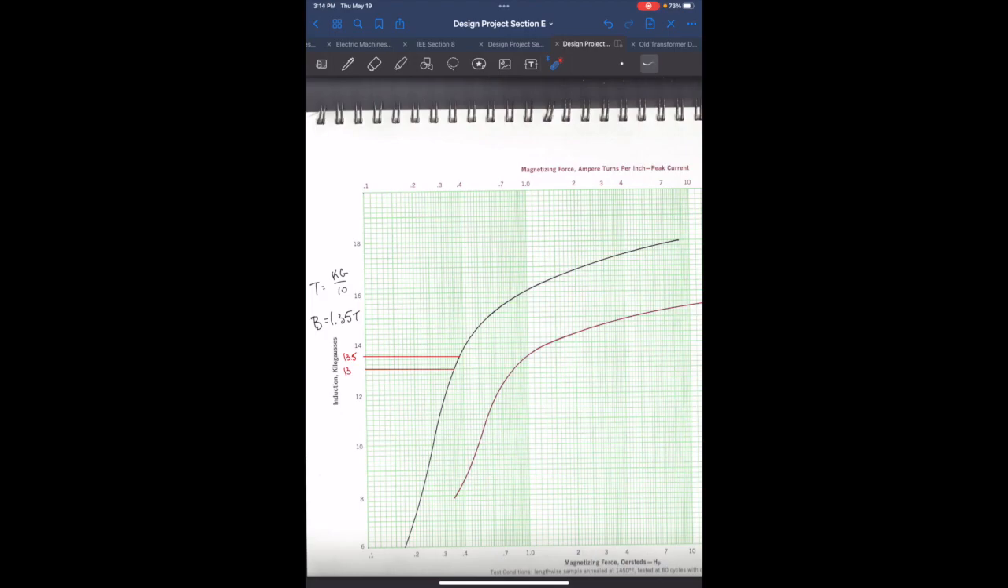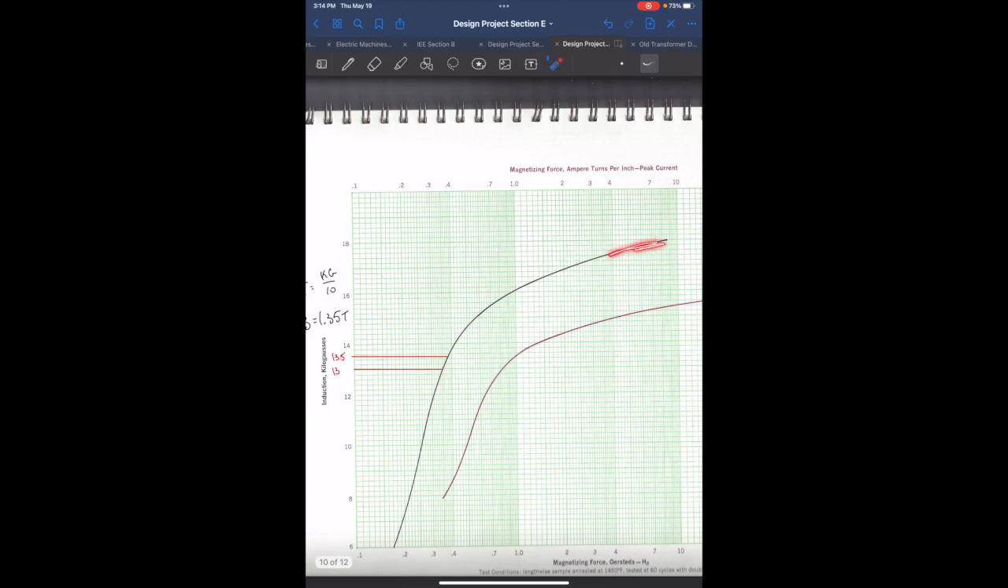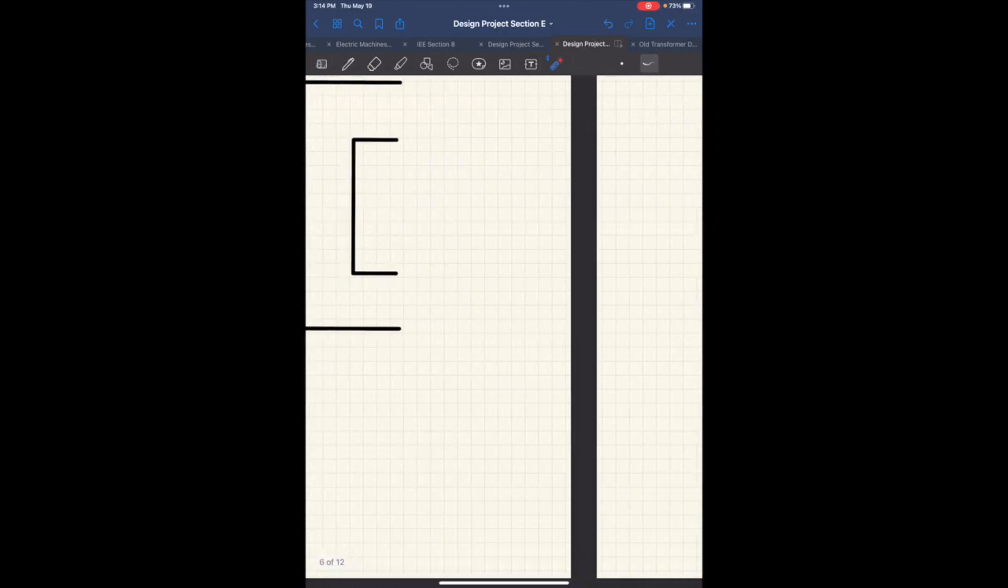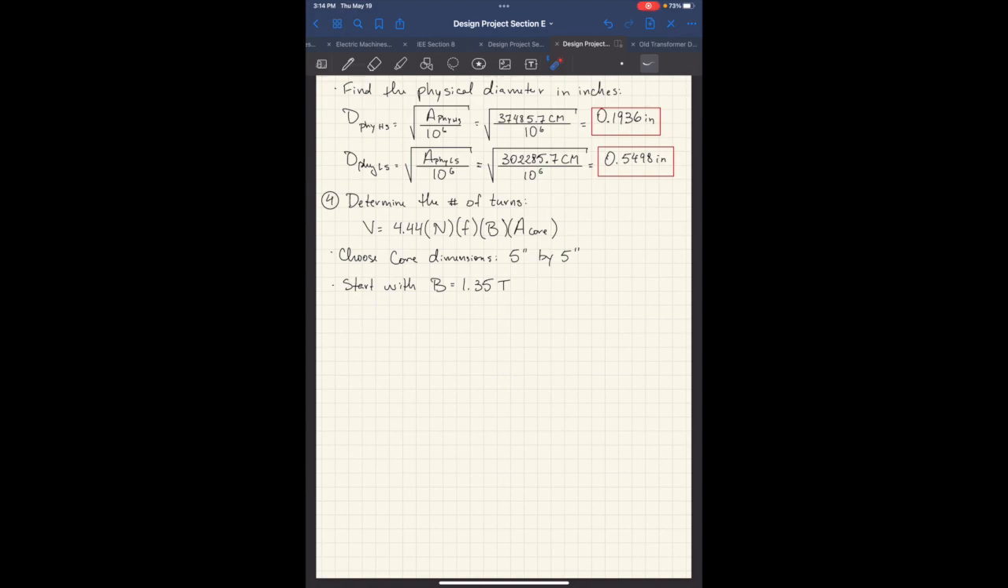And that's what we don't want. We don't want core losses to be too big. So let's stick around this point over here, which is right below the saturation region. The saturation region is somewhere over here. This region is like the knee, and then here it starts to go into saturation. As long as you're around or below the knee, you're fine. So we're going to choose B equal to 1.35 Tesla.